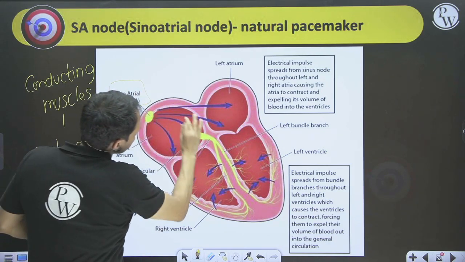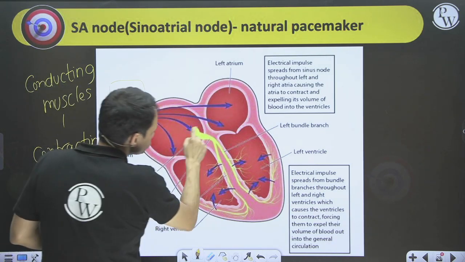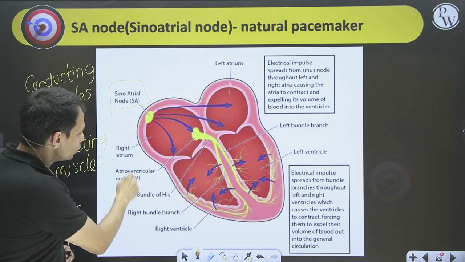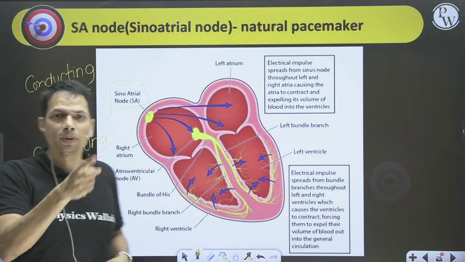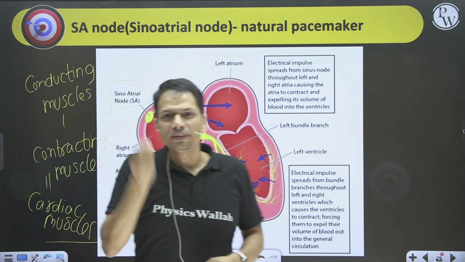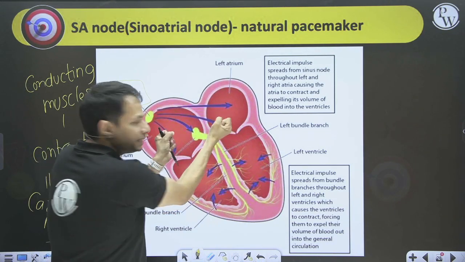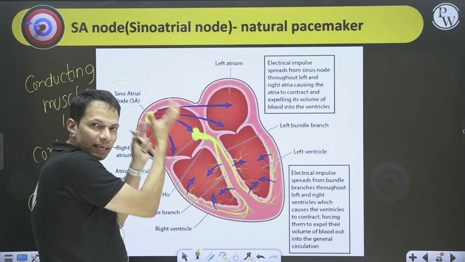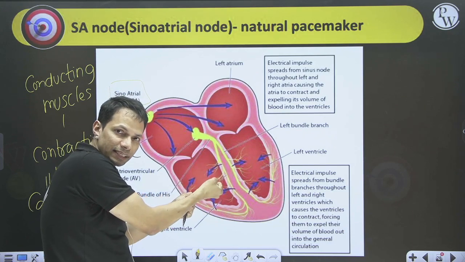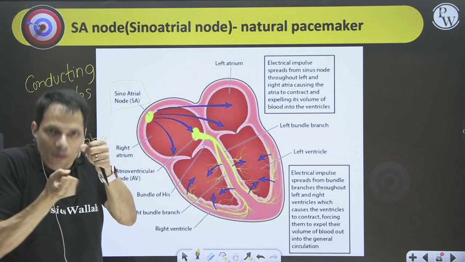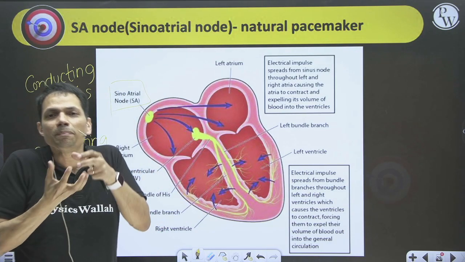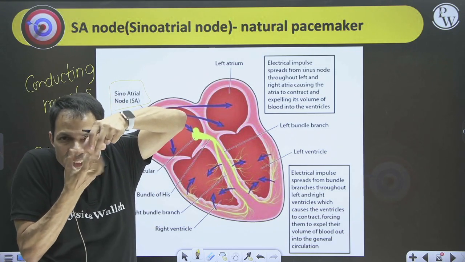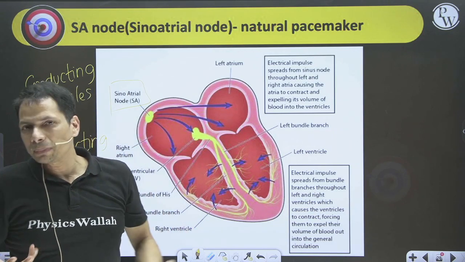sinoatrial node, the electrical impulse goes to the AV node, right? It is called the atrioventricular node or the AV node. Now, at the AV node, there is a little bit of delay because the atria is contracting. There should be a small gap between the atrial contraction and the ventricular contraction. If the atria and the ventricle contract at the same time, it will cause fibrillation. If both the atria and the ventricle are contracting together, then the heart will not be able to pump properly, right?